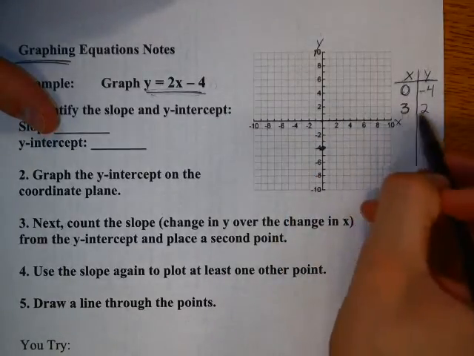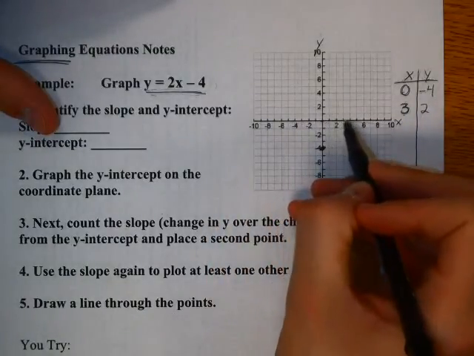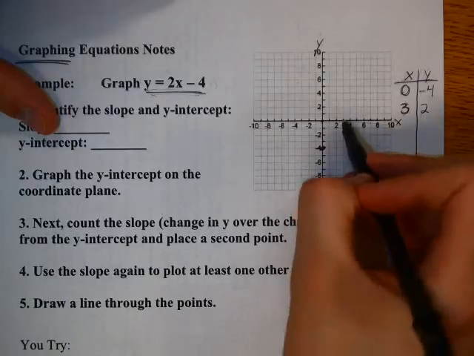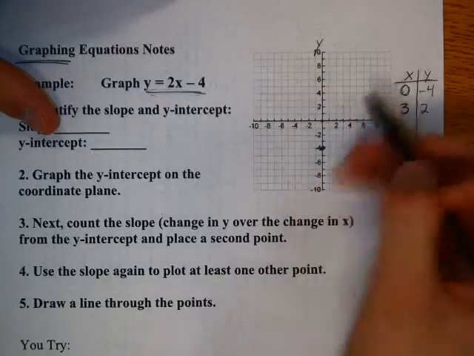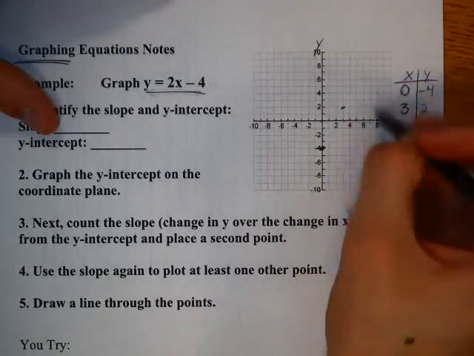And then next point. So this is 3, 2. So x equals 3. So on the x-axis, I'm going 1, 2, 3. And then on the y-axis, I'm going to go positive 2. So 1, 2. So I went up 2. Now, I could make more points. That's okay. But what we're going to do is we're going to connect these points.